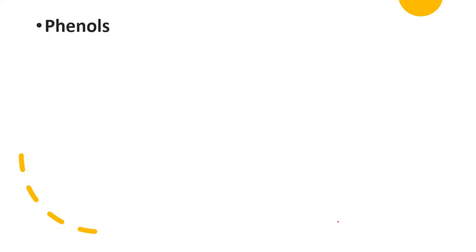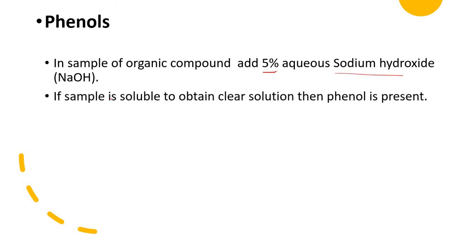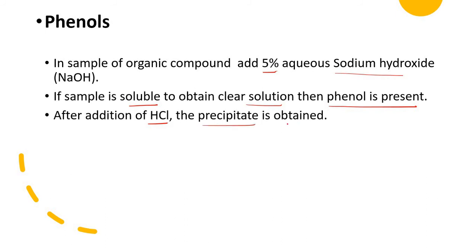For phenols, in a sample of organic compound, if I add 5% aqueous sodium hydroxide solution, and the sample is soluble and gives a clear solution, then phenol is present. After addition of HCl, the precipitate is obtained. This step is a regeneration of phenol.